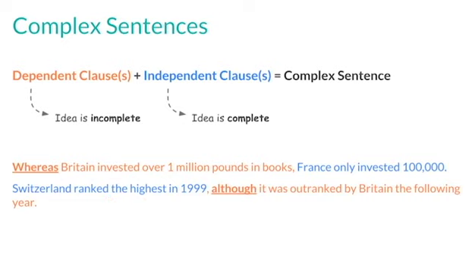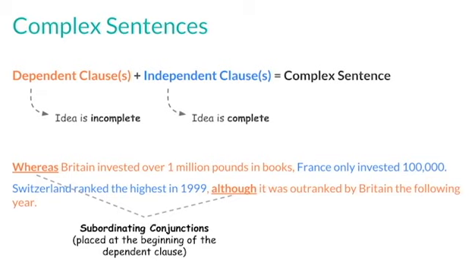Do you get it? So an independent clause is called independent because it doesn't need anything else. It can stand alone by itself. It's complete. However, a dependent clause is incomplete. It needs to depend on something else. As a rule, we place these subordinating conjunctions at the beginning of the dependent clauses.